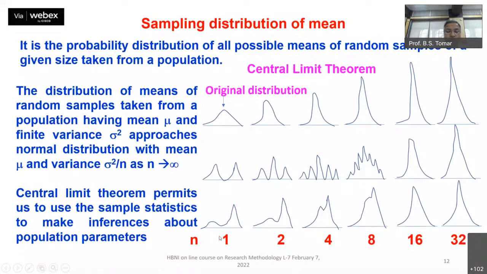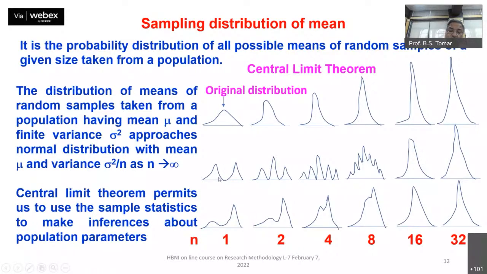So this is one sample. Take one sample and do the measurements, you will get this statistic. But when you take more samples, so when you take 2 samples, 4 samples, 8 samples, 16 samples, and 32 samples, you see what you are studying is now the sampling distribution of mean. The sampling distribution of mean tends to be Gaussian, irrespective of the original distribution. And this is what is called the central limit theorem.